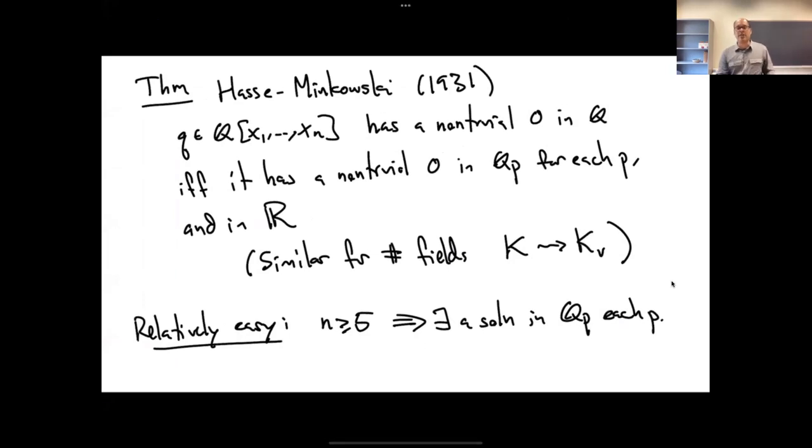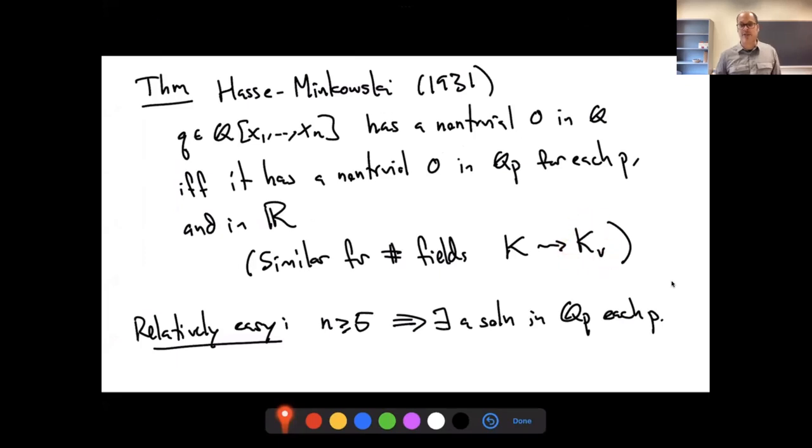Okay. There's a similar process that happens for number fields. So I'm going to write K_v for the analog of the field Q_p, but there's a similar statement where you would just replace all the Q_p by these K_v. Now, you can kind of get where we were before, because it turns out that if you have more than 5 variables, it's very easy to check over the p-adic numbers, using Hensel's lemma, that there is going to be a solution for each p. And so in fact, the only thing that gets in the way, as we saw before, is the real numbers, once you have at least 5 variables.